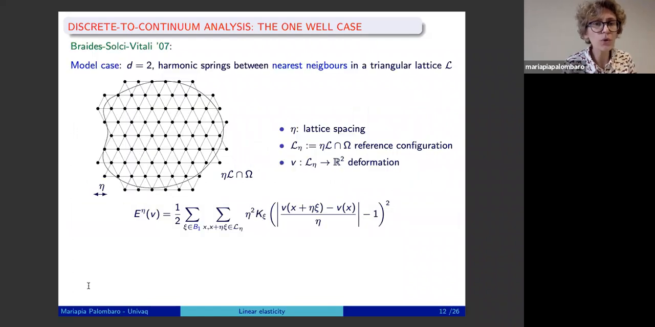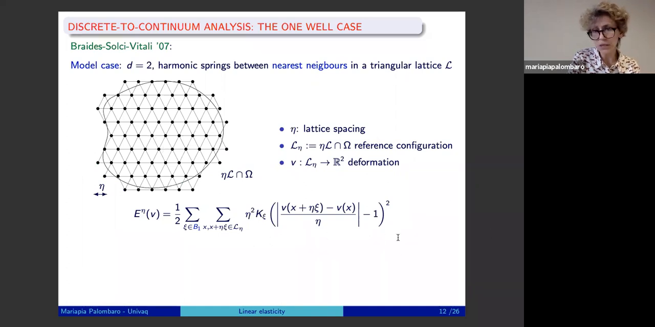Let me show you the result by Braides, Solci and Vitali, which is the first in the discrete setting. So in their model case, we have harmonic springs connecting nearest neighbor atoms. So each atom interacts with the 6 surrounding neighbors, okay?